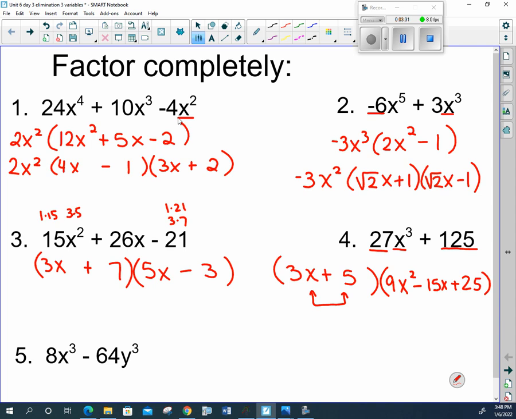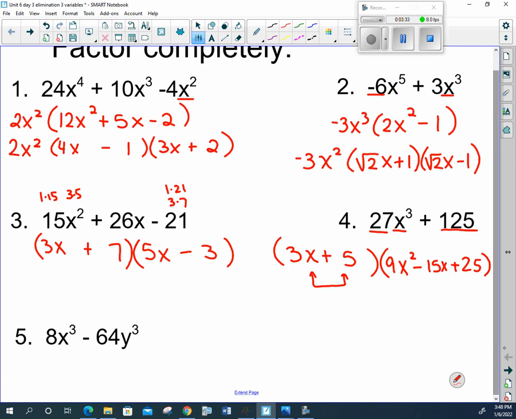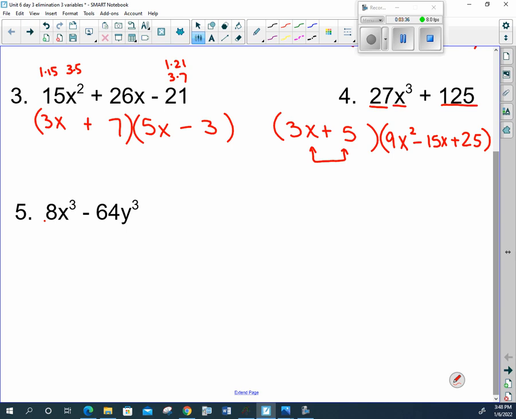Okay, and then number 5 is also difference of cubes. 8 is a perfect cube, x to the third is a perfect cube, 64 is a perfect cube, and y to the third is a perfect cube. But this one's a little different because it also has a GCF of 8. So I'm going to take the 8 out first. That's going to leave me with x to the third minus 8y to the third. These are still perfect cubes. X to the third is a perfect cube, negative 8 is a perfect cube, y to the third is a perfect cube. So we'll go ahead and take the cube root of those.